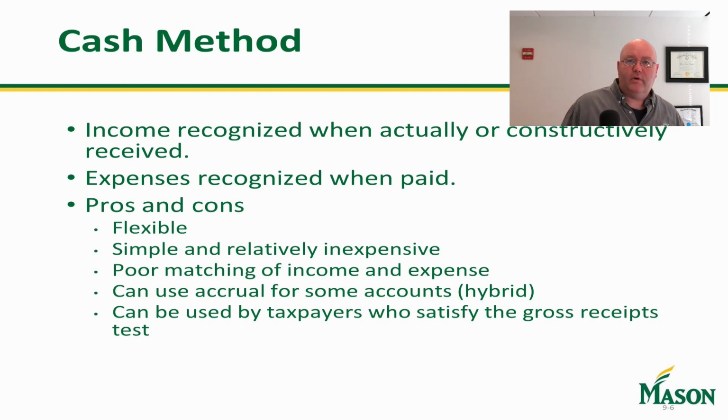Cash method income is received when actually or constructively received. What do I mean by constructively received? Somebody mails me a check. It sits on my desk. I don't cash the check for 3 weeks, the time between December 20th and January 5th when I get around to going out to the bank. Technically speaking, in those cases, that's the way it is. So the expenses will be recognized when paid.